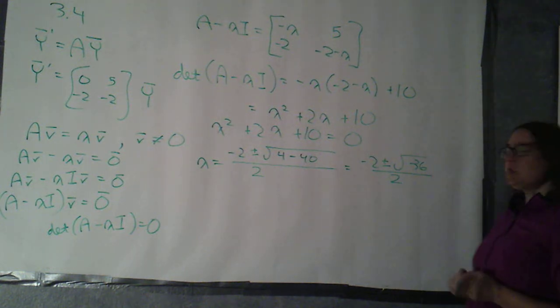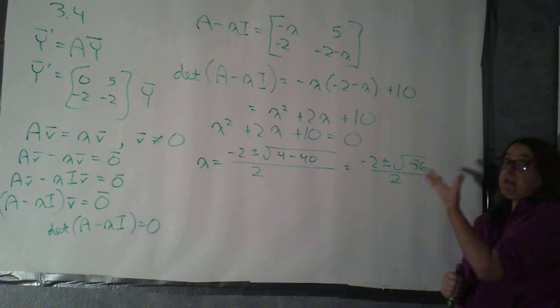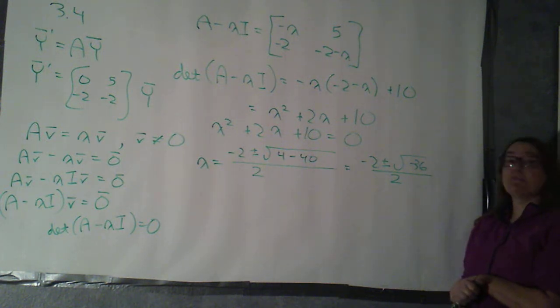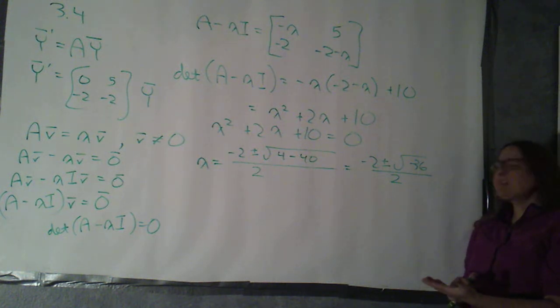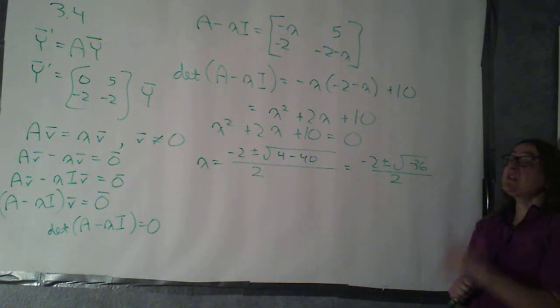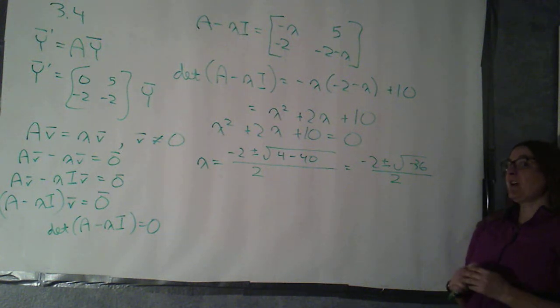Now, if I wanted to just work in the real numbers, I would have to stop here, because I can't, in the real numbers, take the square root of a negative 36. If I give up on that, that means I don't have any eigenvalues. If I require that they be real, I'm not going to have any here. And I kind of liked having eigenvalues.